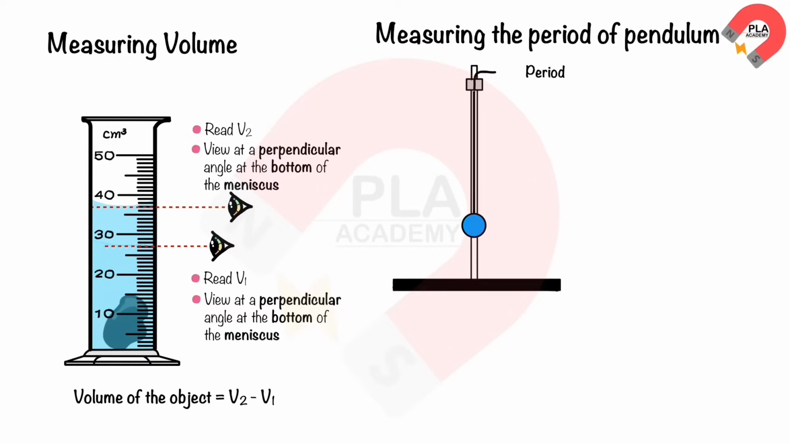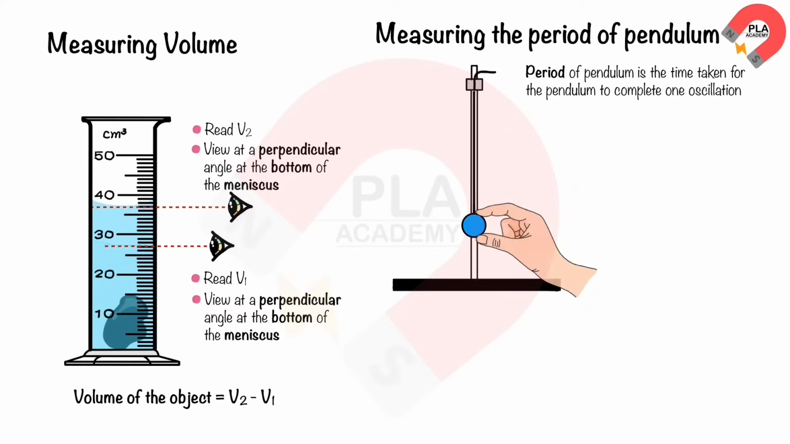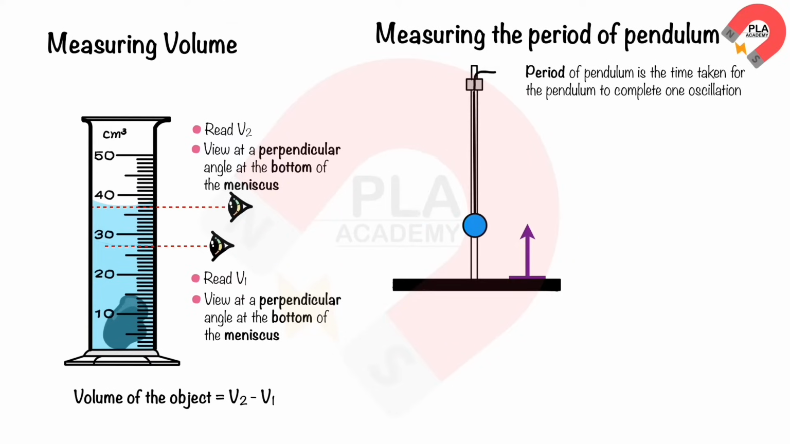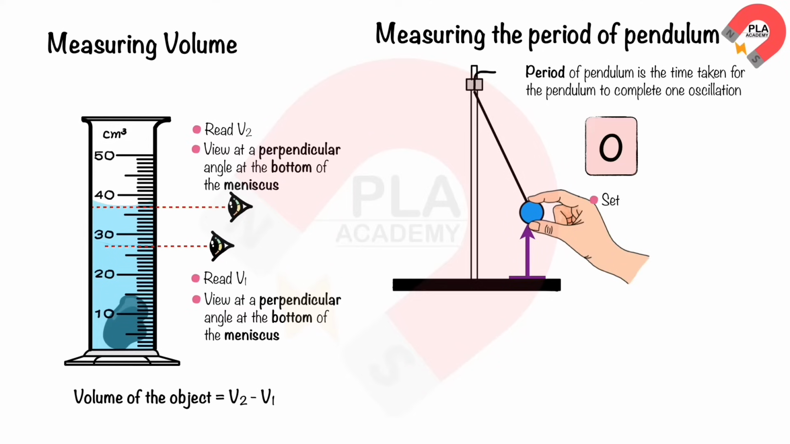Measure the time period of a pendulum. The time period of a pendulum is the time taken for the pendulum to complete one oscillation. One oscillation is from A to B and back to A. Place the pin here as the fiducial mark for counting the number of oscillations.